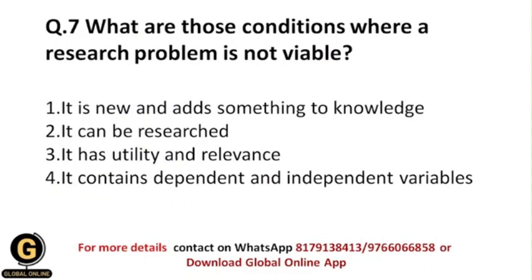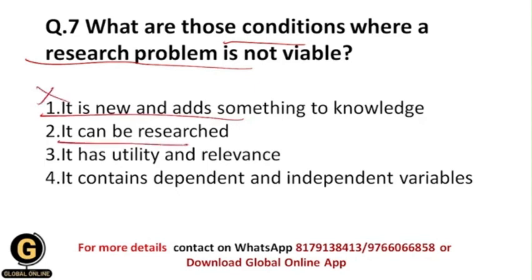Next is, what are those conditions where a research problem is not viable? So first is, it is new and adds something to knowledge. Yes, in this situation research problem is viable, so this is eliminated. It can be researched, it means that it should be researchable, so this is as well eliminated, because under these situations research problem is actually viable. But we have asked for when it is not viable.